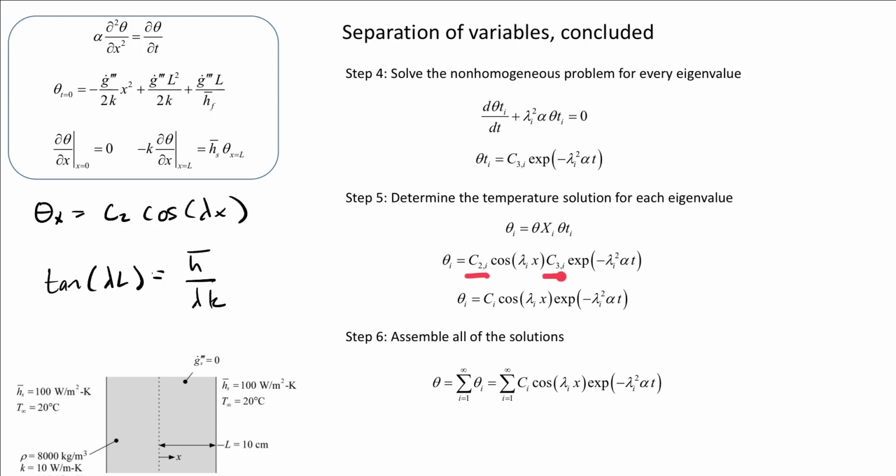Well, the product of two unknown coefficients or constants is another single unknown constant, so we'll just call that Ci. We've now got down to one set of Ci's that we need to solve for. Fortunately, we have our initial condition that we can enforce as our last boundary condition. Before we do that, let's assemble all the solutions back together by summing them up, and we're left with the summation of all i's equal to this solution.